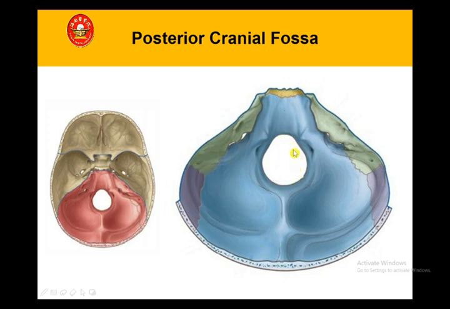In the middle, first of all, we can see the foramen magnum, a very big opening. Posteriorly we can see the internal occipital crest. We have the internal occipital protuberance, and on both sides the groove for the transverse sinuses.